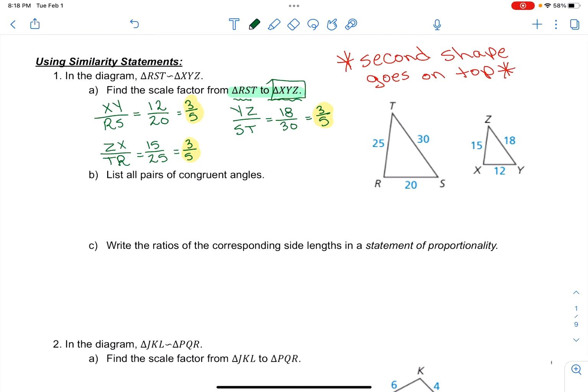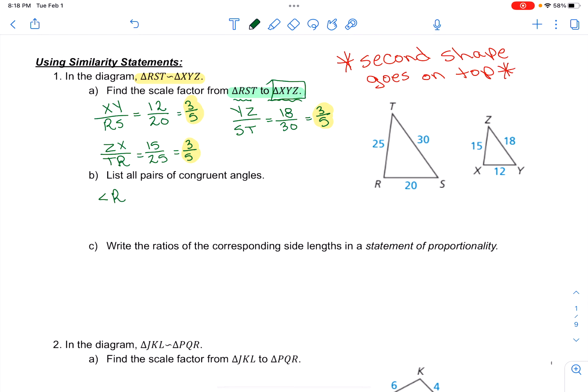Part B asks us to list all pairs of congruent angles. You can just take this again from the similarity statement that they gave us because everything is in order. So angle R is congruent to angle X. They're both in the first position. Angle S is congruent to angle Y. They're both in the second position. And last, angle T is congruent to angle Z. They're both in the last position.